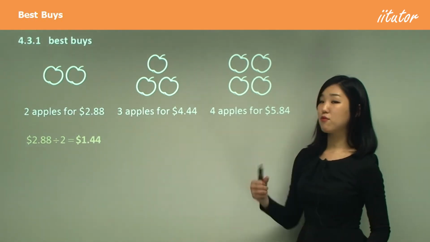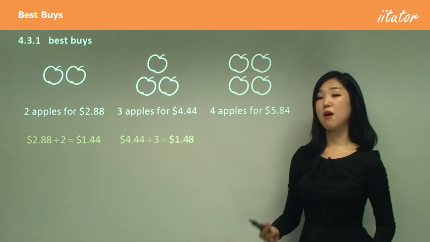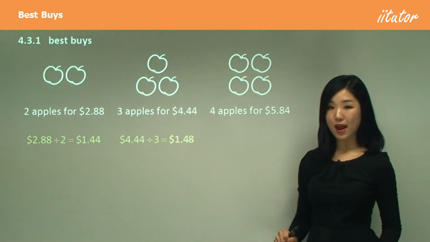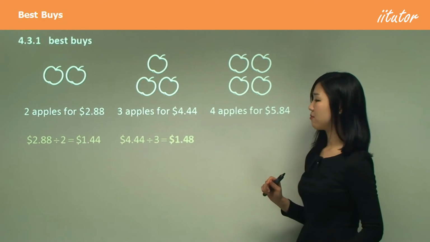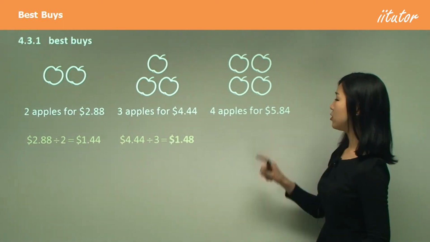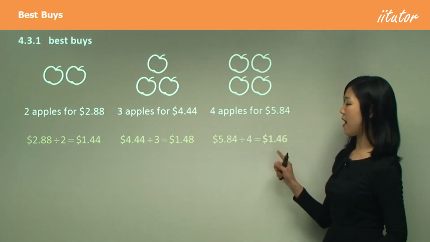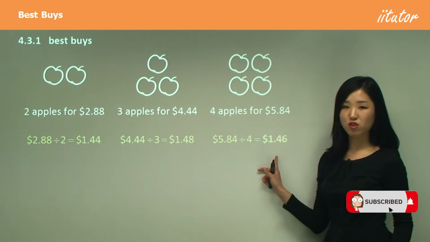What would I divide $4.44 by? Well, there are 3 apples, so I simply need to divide by 3 to calculate the cost of 1 apple, and that's what you'd get. So far, that's a little bit cheaper than that. Now we'll do another one for this one. There are 4 apples, so we'll divide it by 4, and you can calculate that, and you should get $1.46.